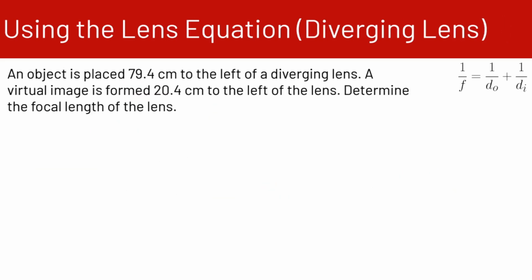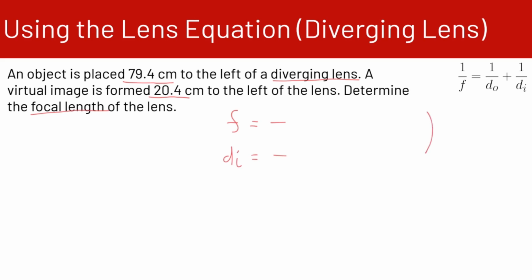All right, let's do an example using the lens equation for diverging lenses. So we have an object placed 79.4 centimeters to the left of a diverging lens. A virtual image is formed 20.4 centimeters to the left of the lens. Determine the focal length of the lens. Okay, so the one trick with diverging lens is to remember that the focal length is negative. So focal length is negative, and the image distance is also negative.